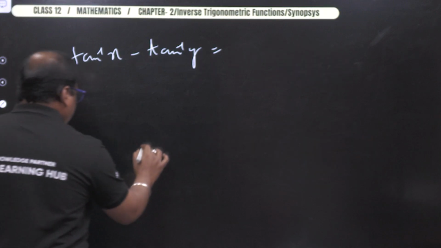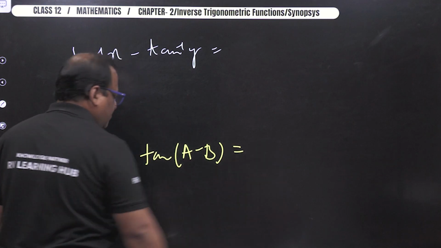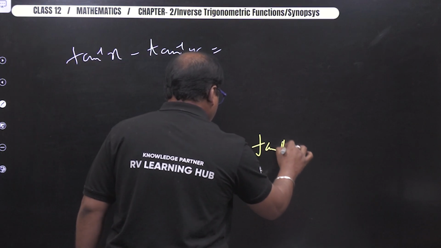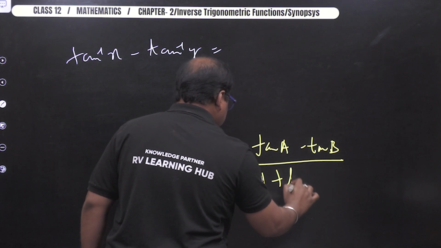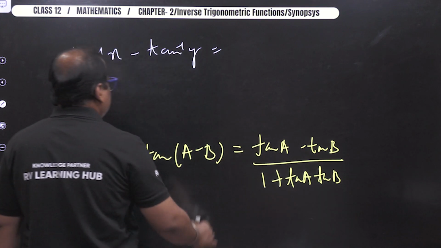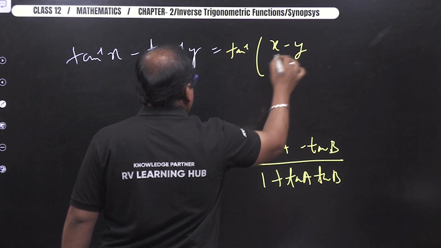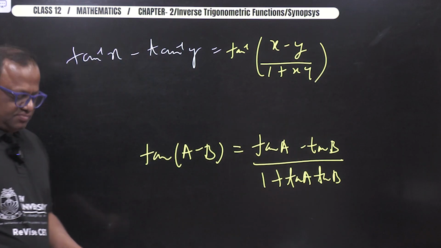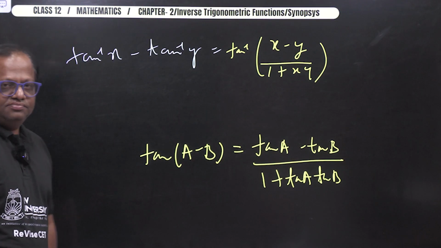Also tan of a minus b, you already know. It is first PU revision. So tan a minus tan b over 1 plus tan a tan b. So tan inverse of x minus y over 1 plus xy. Right?